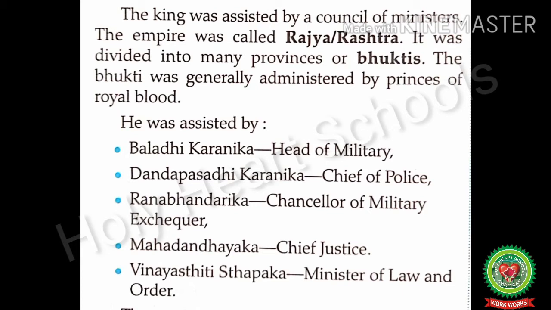It was divided into many provinces or bhuktis. The bhukti was generally administered by princes of royal blood. He was assisted by Baladi Karnika, head of military, Dand Pashadi Karnika, chief of police, Ran Bhandarika, chancellor of military exchequer, Mahadandyak, chief justice, Vinay Sthiti Sthapak, minister of law and order.